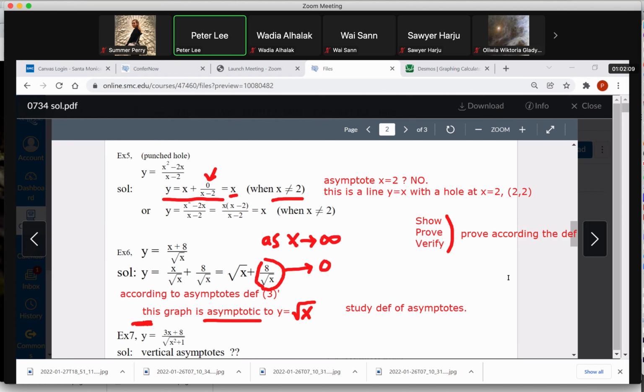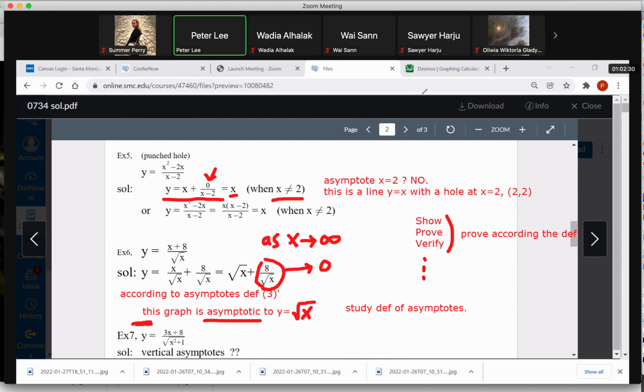So these are the most common verbs we use in math: show, prove, verify. There might be some other commanding words too, but I cannot think of them at this point. Make sure that you understand these guys. Okay?